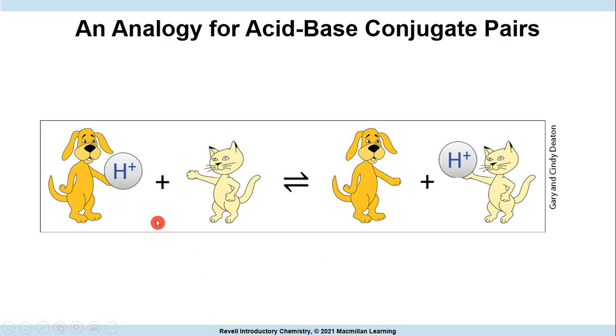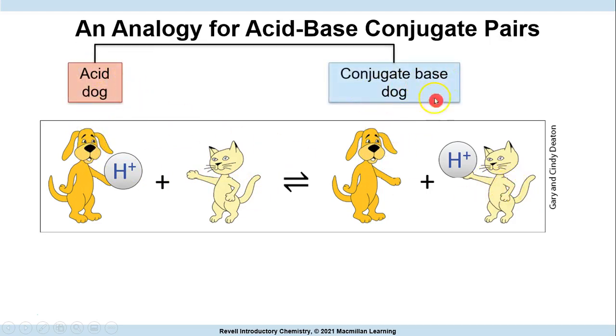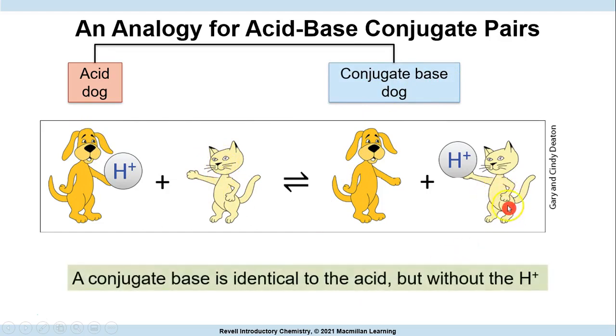Now an analogy for you to understand the acid base conjugate pairs. For example, here we have a dog and a cat. The dog here has a hydrogen ion. When the dog donates the hydrogen ion to the cat, the dog now becomes the conjugate base. And the cat here, when it accepts the proton, it becomes the conjugate acid. So here's the acid dog, and here is the conjugate base dog. So here we have the cat, which is the base, and here we have the conjugate acid.